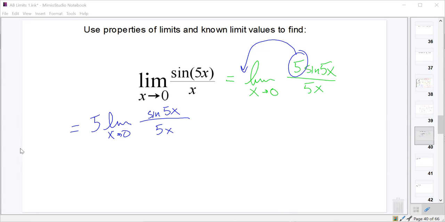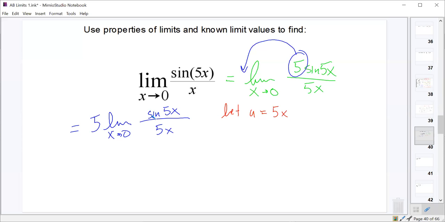Are we going to use squeeze for this one too? Nah, that's a lot of work. I don't want to do that much work. I want to do something much easier. Substitute the 5x for u. That sounds like a great plan. Let's let u equal 5x. We've done some limits where we did u substitutions, right? So we're going to let u equal 5x.